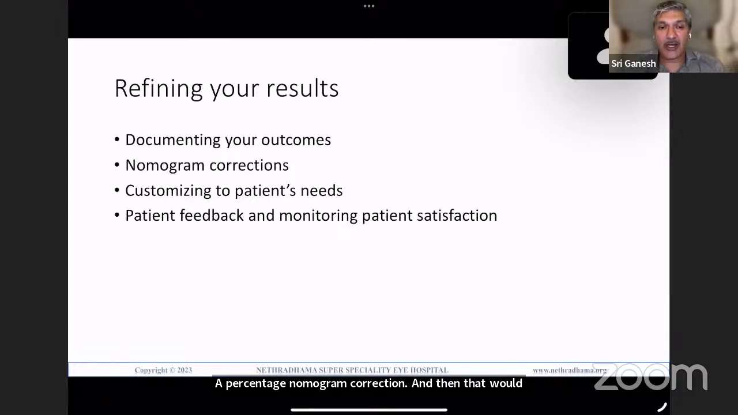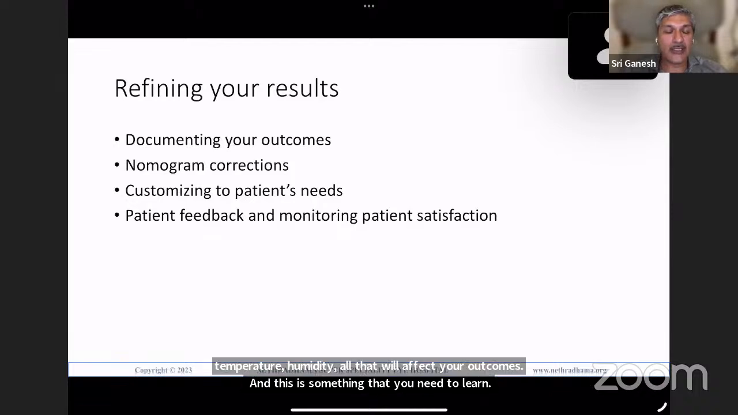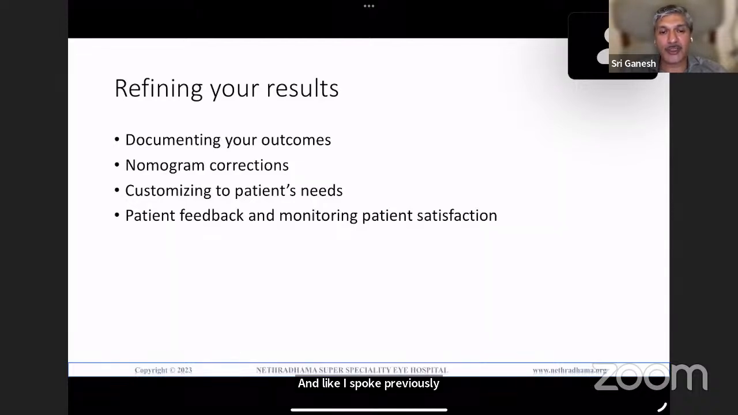Then you can have age corrected nomograms, and also for different surgeons, because again, from the time you lift the flap to the corrections, if you're waiting for a longer time, then you can have overcorrection. So your surgical technique also matters. So nomograms are different for different machines, different surgeons, different operating rooms, because the temperature, humidity, all that will affect your outcomes. And this is something that you need to learn. And like I spoke previously, customizing to patients' needs. So these early presbyopic patients, you should be very careful not to overcorrect them. You'll precipitate presbyopia. You also have to see what the patient's lifestyle is and what his hobbies and profession are, and then look at tweaking that.